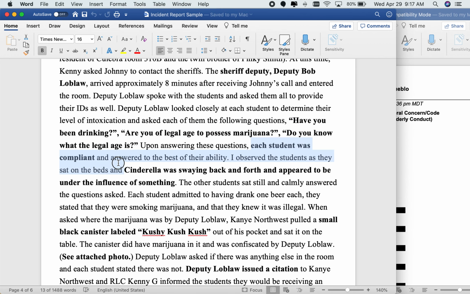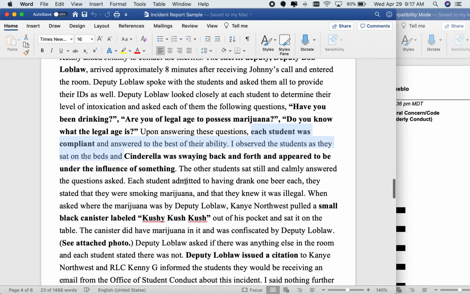If the students were compliant or not is important, because if the students aren't compliant and they don't do what you ask them to do, they get an extra charge for that. So if the students were compliant and you're like, they were really friendly, they did what I asked them to do, put that in your report because it does make a difference.